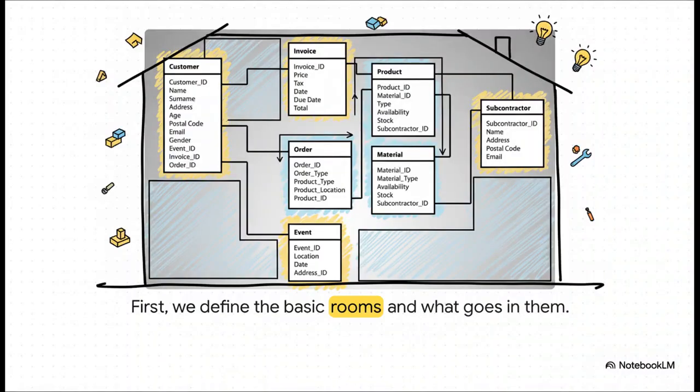So first things first, we start simple. We just block out the main areas. You can see here we've got a room for customer, one for product, invoice, and order. We're basically just saying, okay, our building needs these essential spaces, and then we list out what kind of information, or what furniture, is going to live in each one.